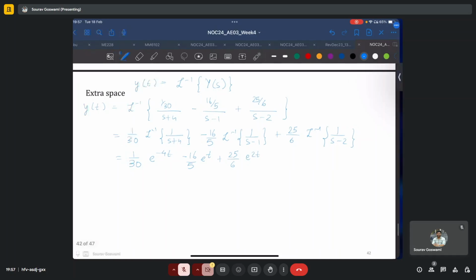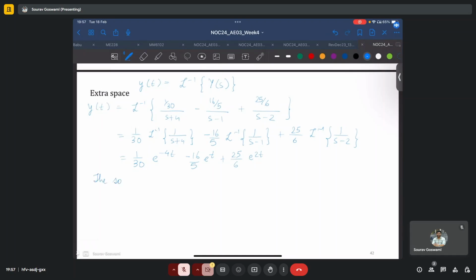And so the solution to the given non-homogeneous ordinary differential equation is y of t equals 1 by 30 e power minus 4t minus 16 by 5 e power t plus 25 by 6 e power 2t.